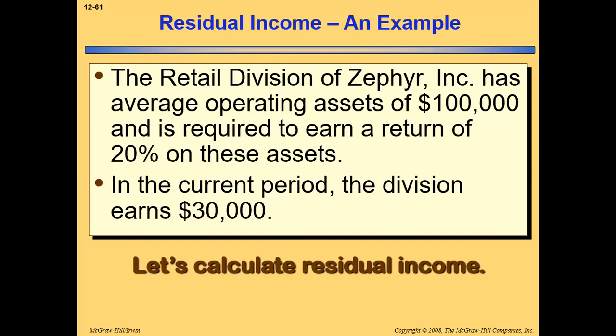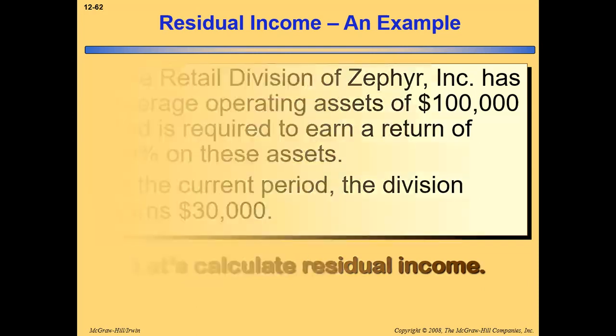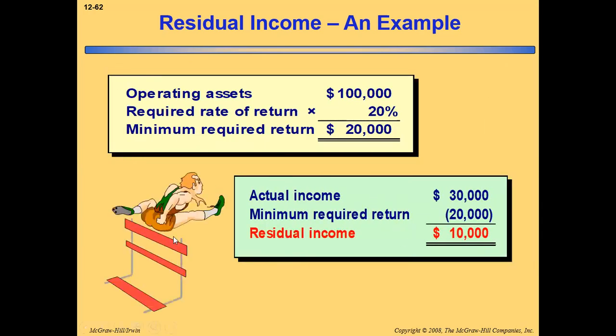Clear? বুঝি না, আরেকবার একটু বলেন। এই যে দেখেন, operating asset is how much? 1 lakh. So required rate of return is 20%. That means 20,000 is our minimum required rate of return. And actual income is 30,000. We'll deduct the minimum required rate of return. And after that, whatever we have, we call it as a residual income.